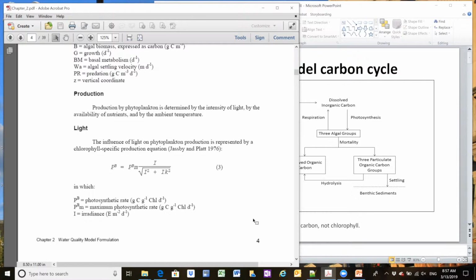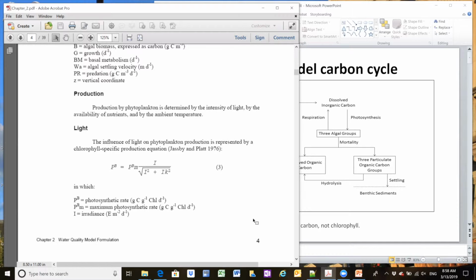So phytoplankton have a maximum photosynthesis rate. It's how many grams of carbon can be produced per gram of algal chlorophyll per day. And that is the model input value. And once again, you can find or derive this in algal physiology books.